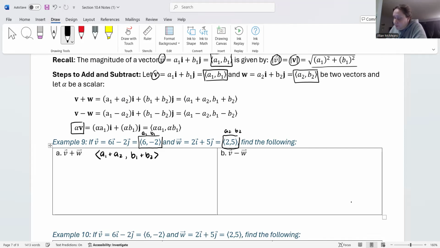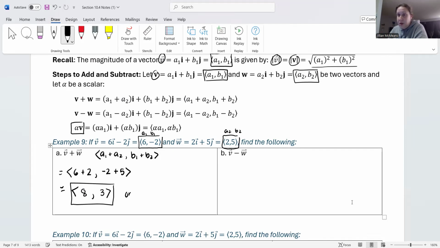So a sub 1 is 6, a sub 2 is 2, b sub 1 is negative 2, b sub 2 is 5. So when we add our a components, we get 8. When we add our b components, we get 3. So we get the position vector 8 comma 3. Or if we wanted to, we could write this in component form. We would just get 8i plus 3j, and that would be the sum of these two vectors.